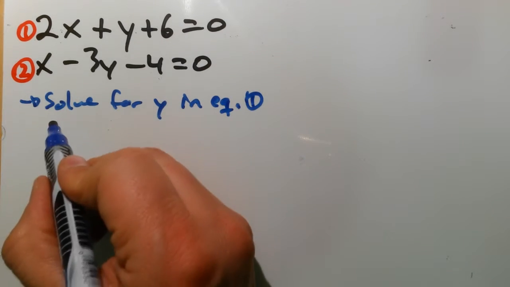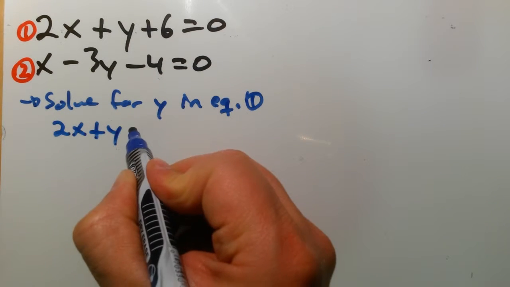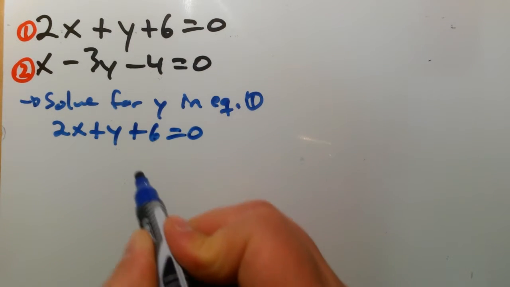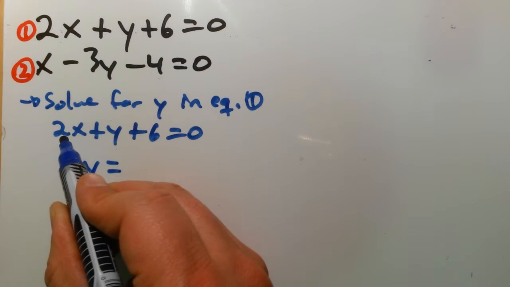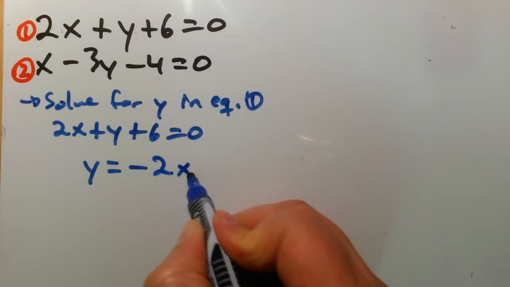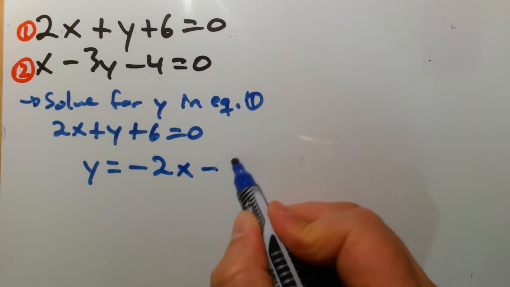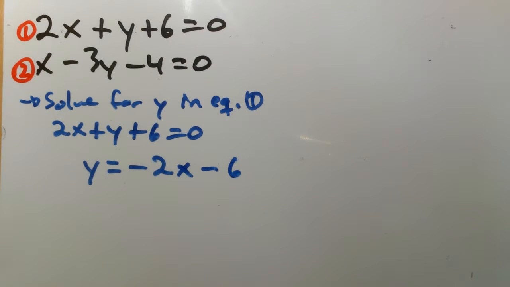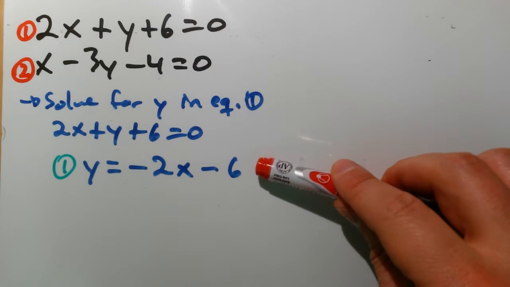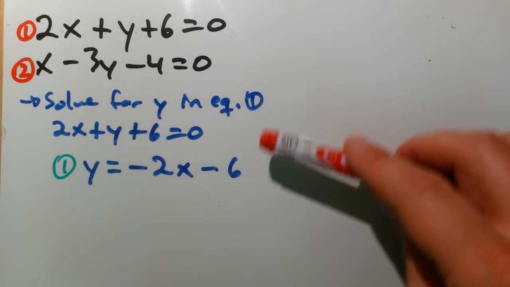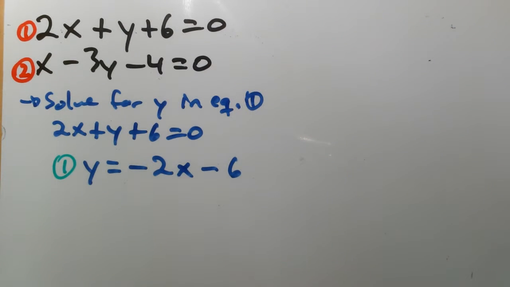So basically we have 2x plus y plus 6 equals 0. We move everything that is not y to the other side of the equal sign, and we end up with this: 2x goes on the other side, it becomes minus 2x, and then plus 6 becomes minus 6. So this is our new equation 1. Let's use green just to indicate that it's our new equation 1. It's the same one, it's just in slope-intercept form. Now we take this equation 1, and we substitute it into equation 2 and solve for x.